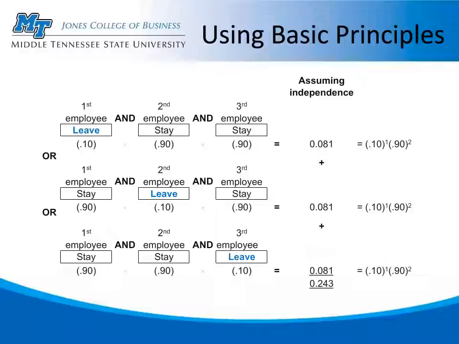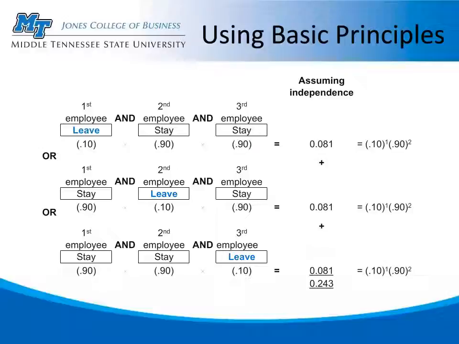But that's not the only way. It could be it's the second employee that leaves. That's an OR situation. So you've got to add the probabilities together. You get 0.9, the first one stays, times 0.1, the second one leaves, times 0.9, the third one stays. It still turns out to be 0.081. It's just the 0.1 in this case is in the middle.